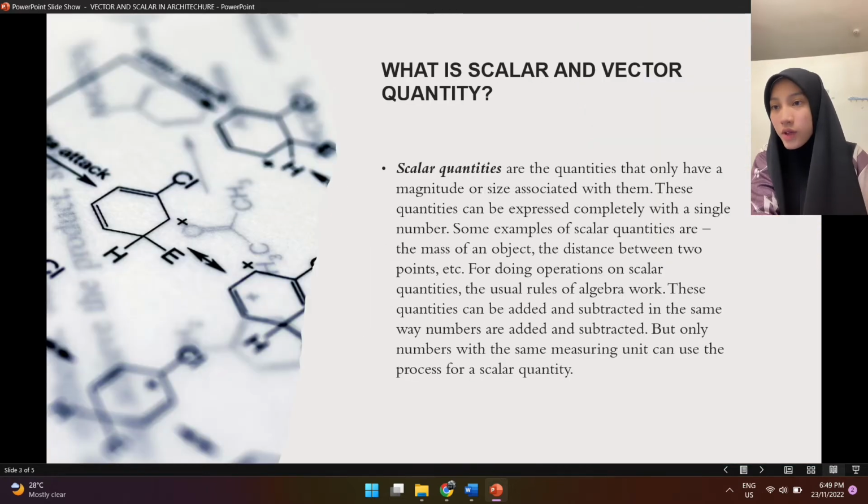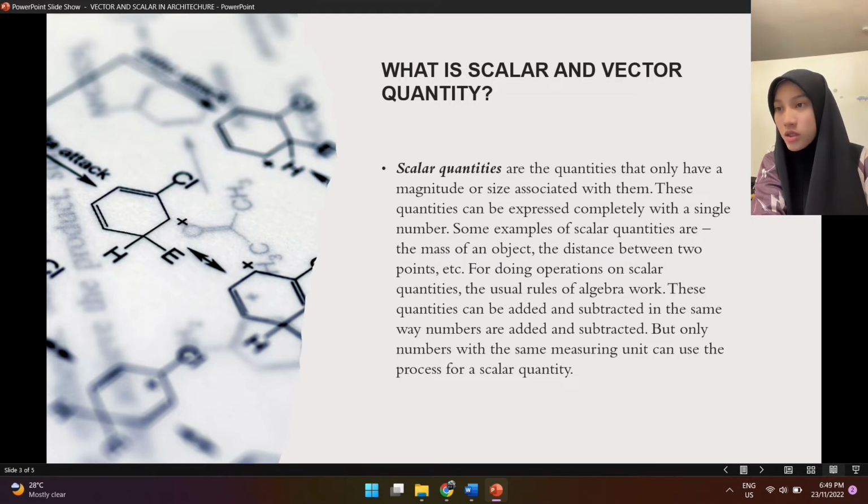What is scalar and vector quantity? Scalar quantities are the quantities that only have a magnitude or size associated with them. These quantities can be expressed completely with a single number. Some examples of scalar quantities are the mass of an object, the distance between 2 points, etc. For doing operations on scalar quantities, the usual rules of algebra work. These quantities can be added and subtracted in the same way numbers are added and subtracted, but only numbers with the same measuring unit can use the process for a scalar quantity.